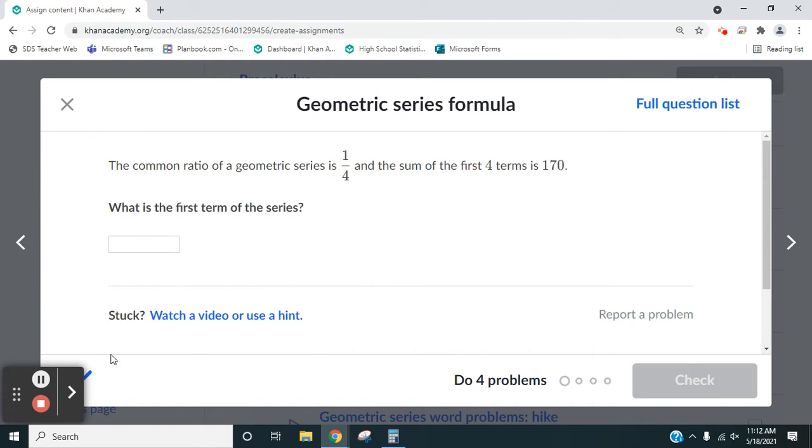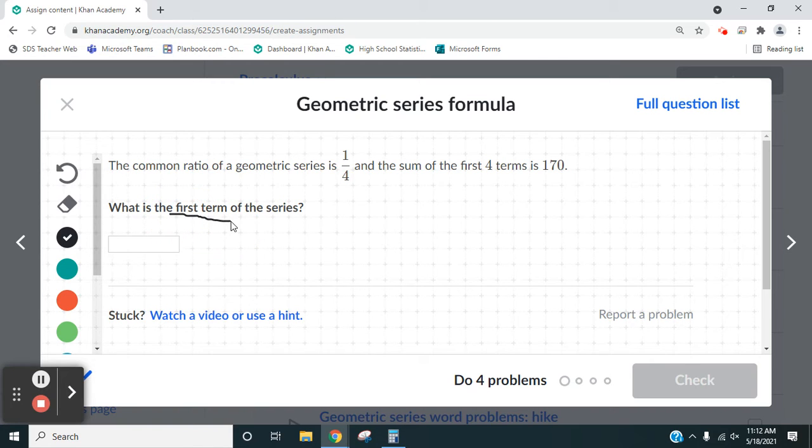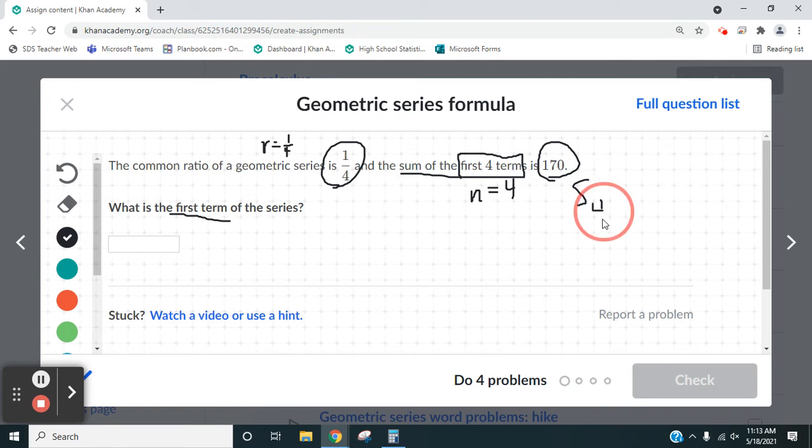Now, there's one other kind of these questions that I want to do. On this kind, we're going to actually solve for the first term. They're going to give us everything else in the formula, though. All right, so they're telling us right here the common ratio is 1/4. So that's 1/4. The sum of the first 4 terms is 170. So this is a clue by itself, right? This is N. This is telling us how many terms there are. And then this is saying if you add them all up, the sum of the first 4 terms is 170. So this is the other side of the equation, right? This is what we were solving for before.